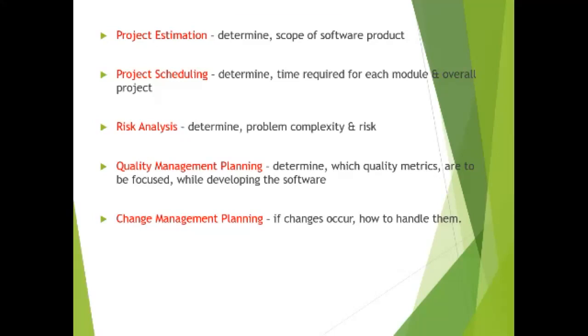Second, project scheduling determines the time required for each module and the overall project. Next, risk analysis determines problem complexity and risk. Next, quality management planning determines which quality metrics are to be focused on while developing the software. And last, change management planning: if changes occur, how to handle them.